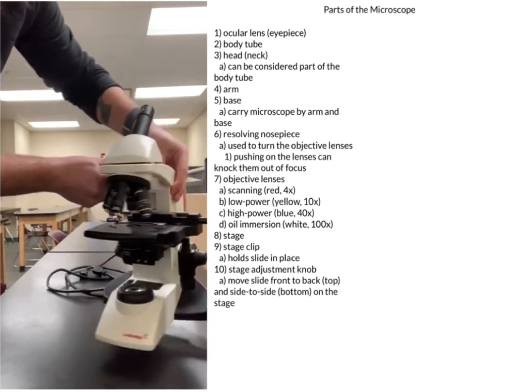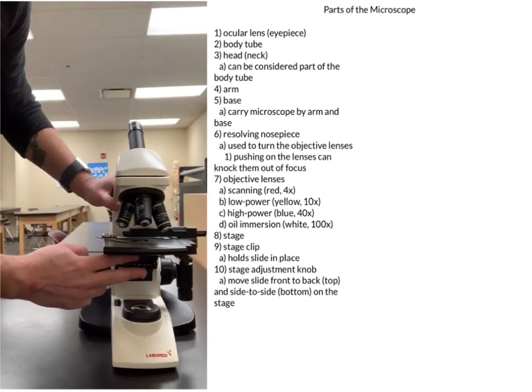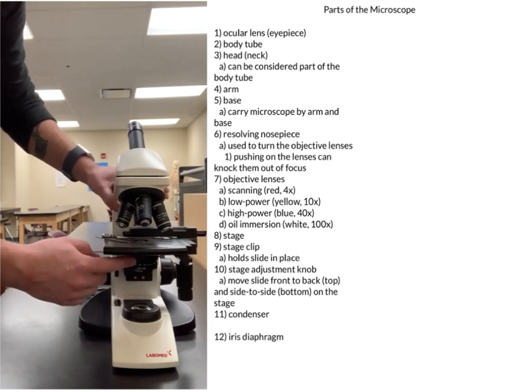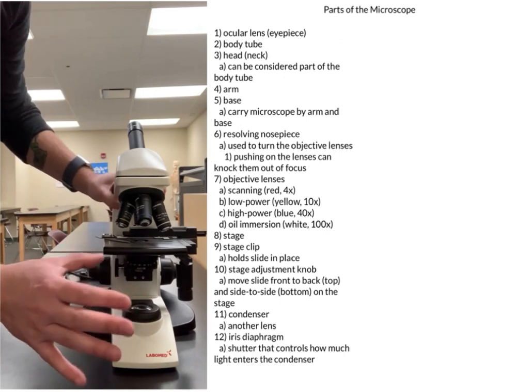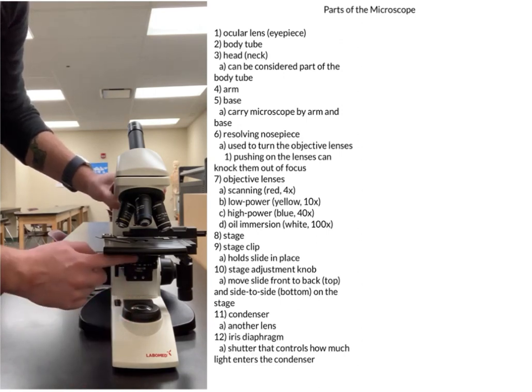All right, let's go ahead and cover the 2 parts underneath the stage real quick. So under the stage, there's going to be 2 parts to it. This top part here is what we call the condenser, and underneath it we have the iris diaphragm. So the condenser is just another lens, and the iris diaphragm is a shutter that can open and close to determine how much light gets on up into the condenser.